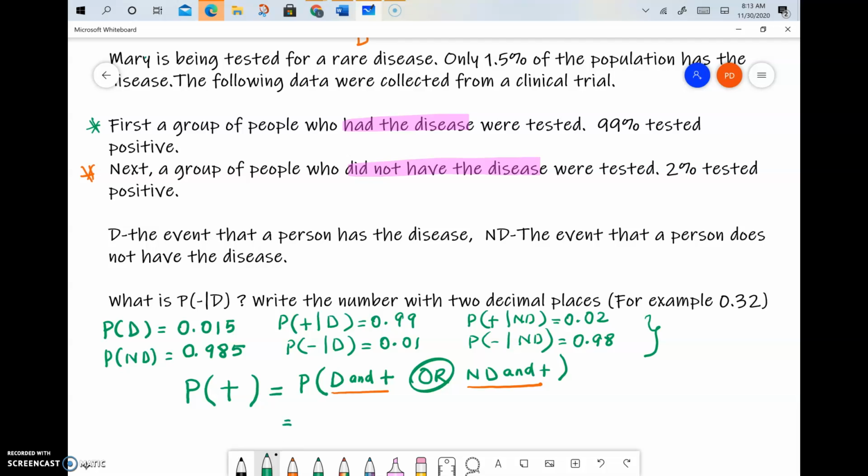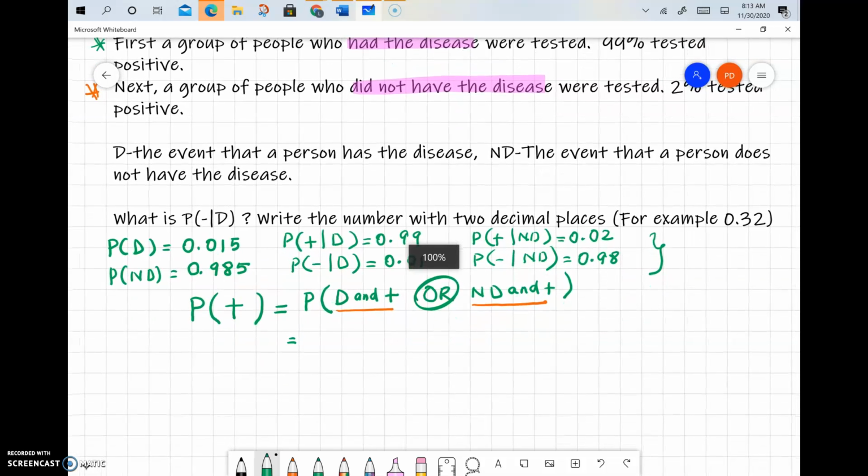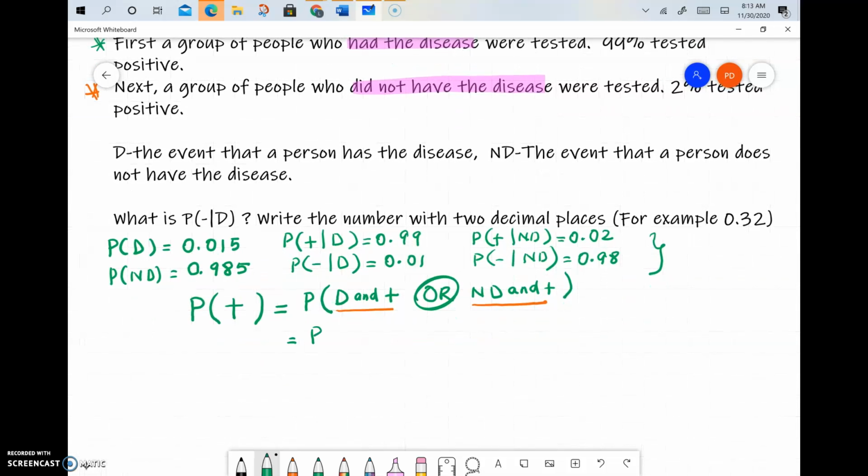Next we have probability. Remember that the OR goes with the addition rule. So we have probability of the first event plus the probability of the second event, since they are disjoint events. We just add the 2 probabilities only because the 2 events are disjoint and there is no overlap. So we have probability of D and positive, probability of no disease and positive.